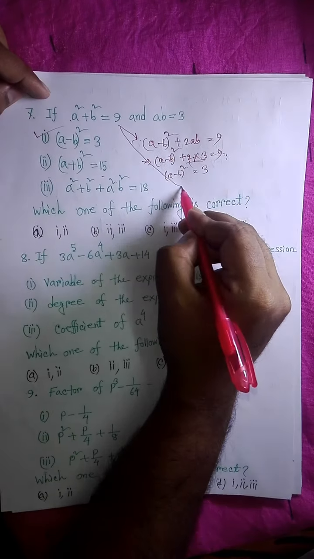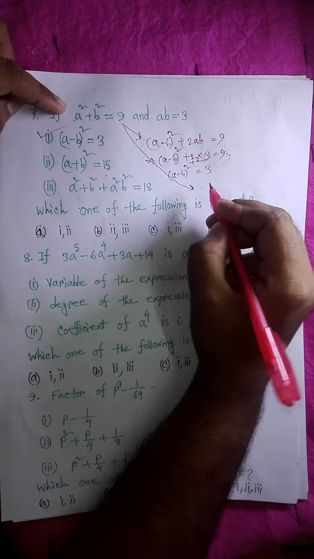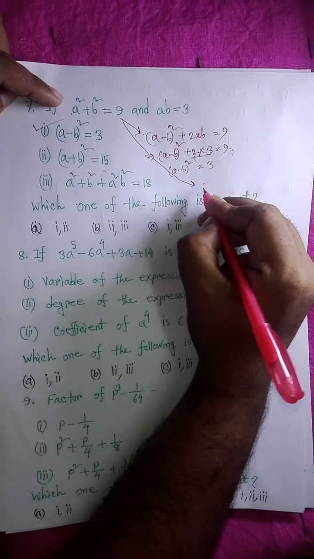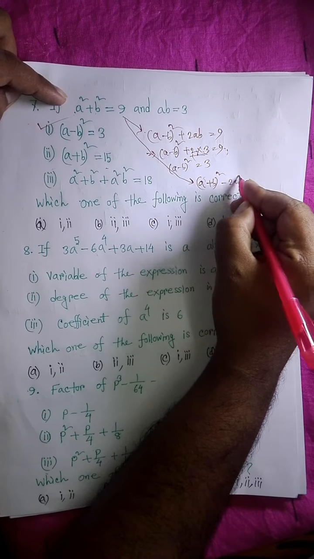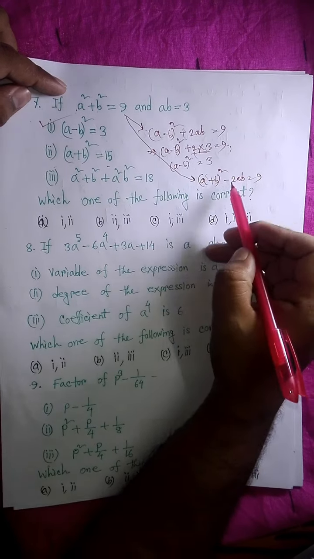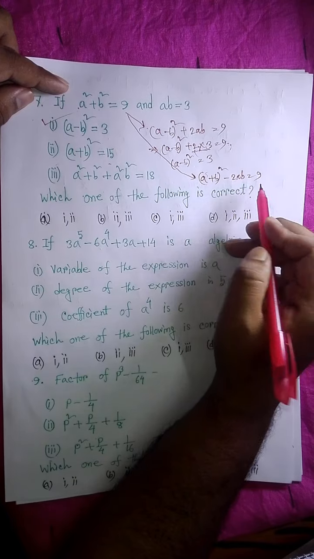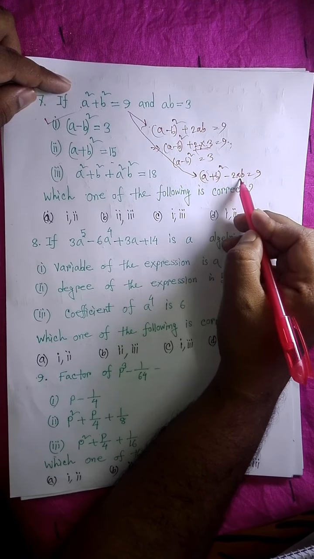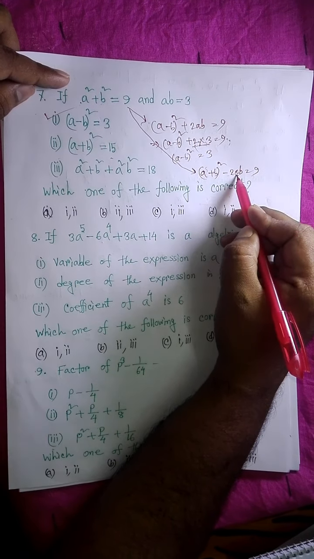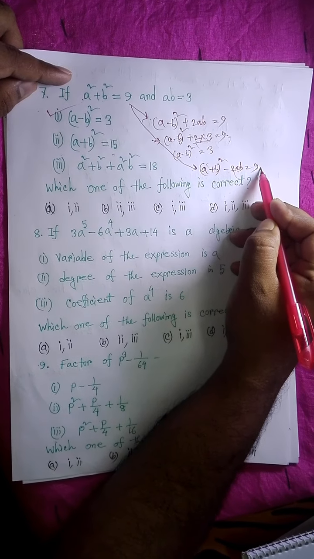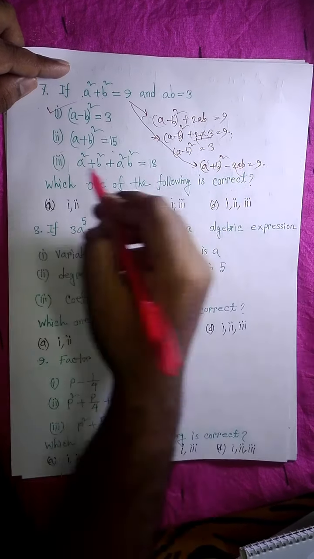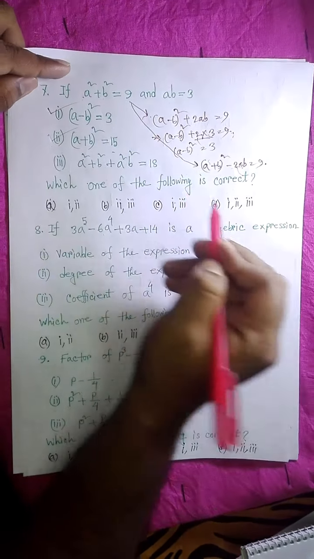From here we can write a square plus b square equal to a plus b whole square minus 2ab equal to 9. Then the value of ab is 3. If we put the value of ab as 3, here we get minus 6. Minus 6 becomes plus 6. 9 plus 6 equal to 15. So second condition is also right.